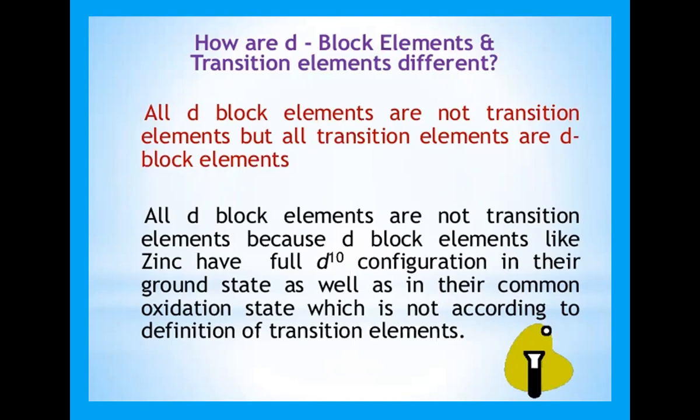Even zinc is located in the D block because of its D configuration, but it is said to be a pseudo transition element, because either in its atomic state, its ionic state, or any of its oxidation states, it has a completely filled d orbital. That is why the elements zinc, cadmium, mercury are said to be pseudo transition elements.